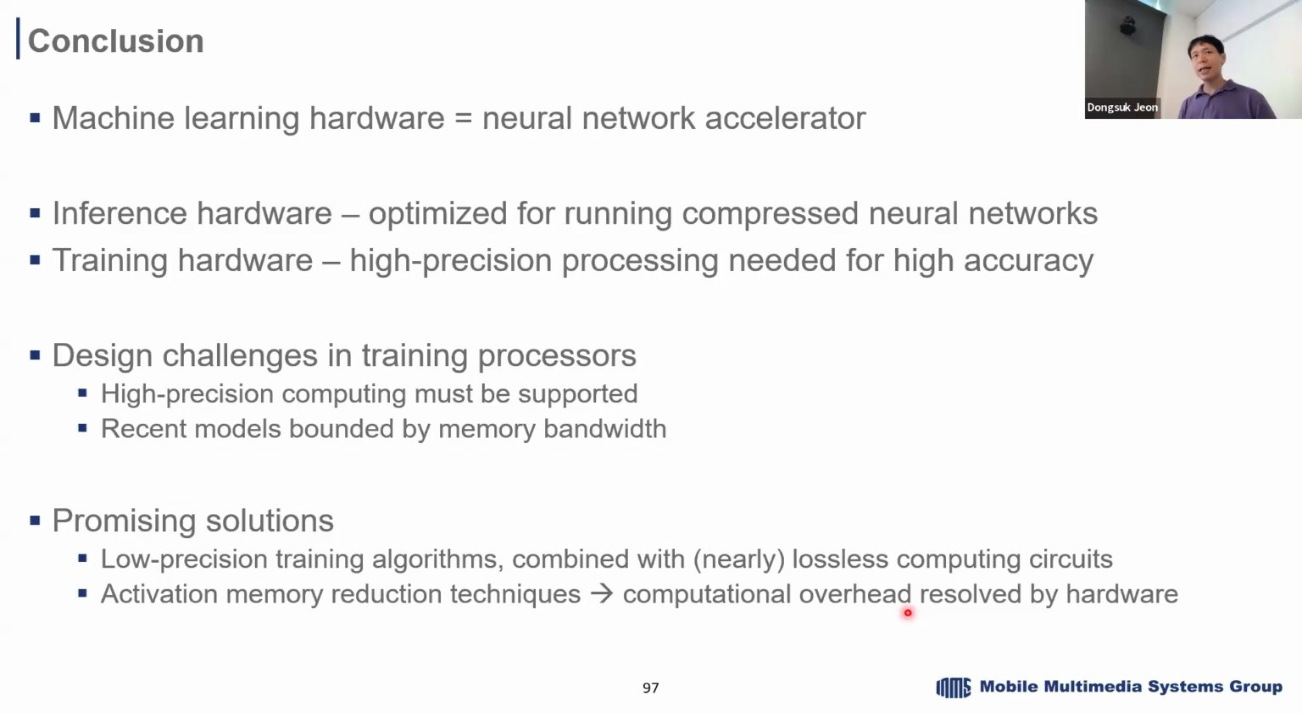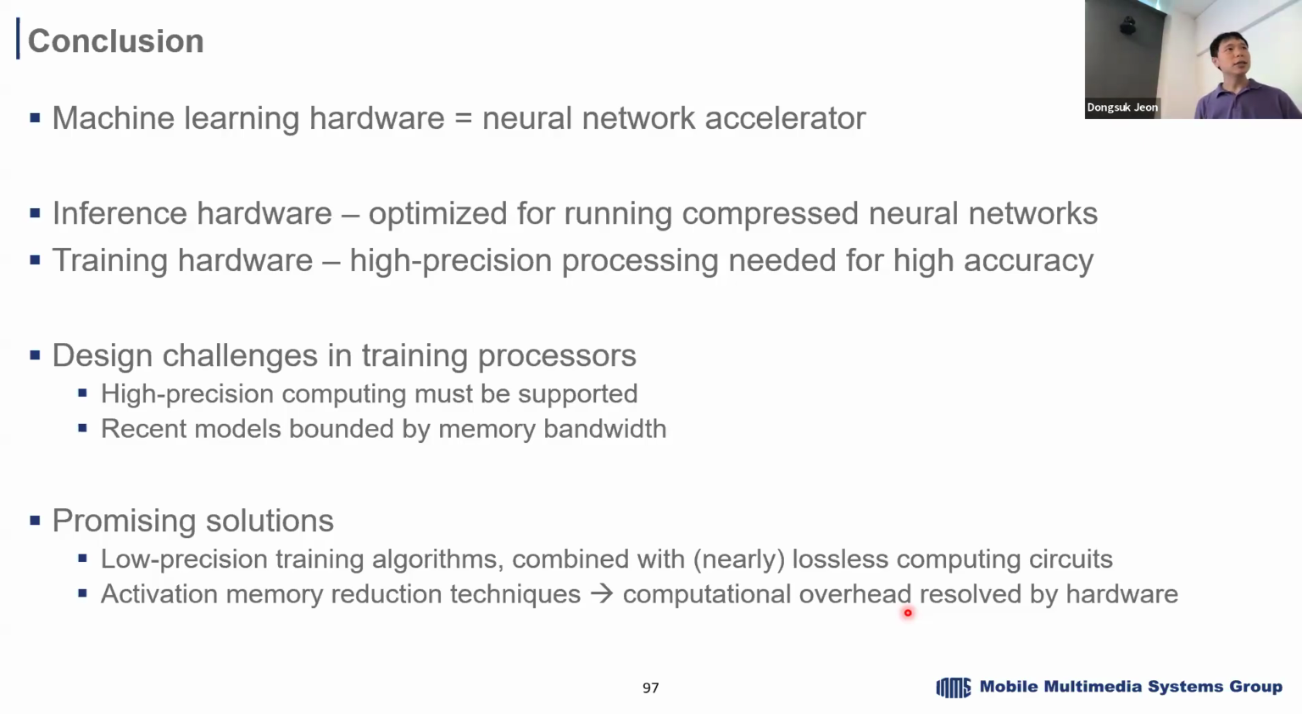So for inference hardware, you may want to optimize your hardware for running compressed, very sparse and very low precision models. But if you want training hardware, then you need much higher precision in the computing circuits on your chip. So again, for designing training processors, we are going to need higher precision computing circuits.